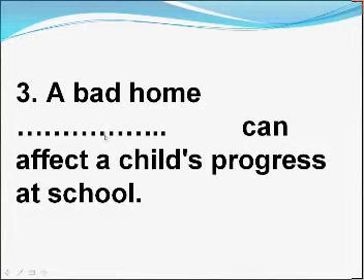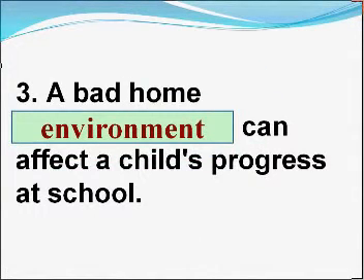Number 3. A bad home blank can affect a child's progress at school. So, a bad home, of course, we should talk about the things that surround a child, and this is what we call environment. So a bad home environment can affect a child's progress at school.